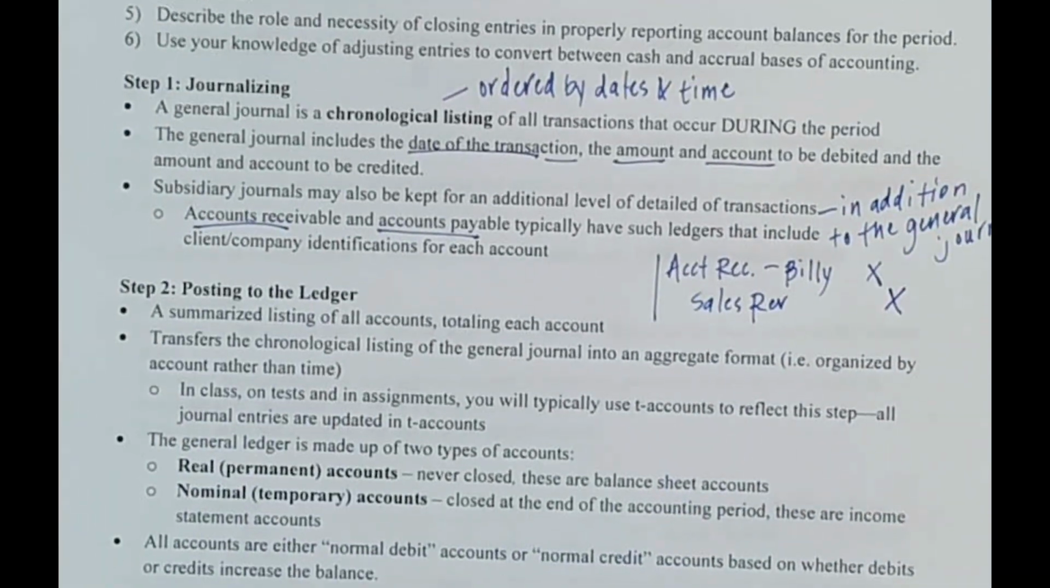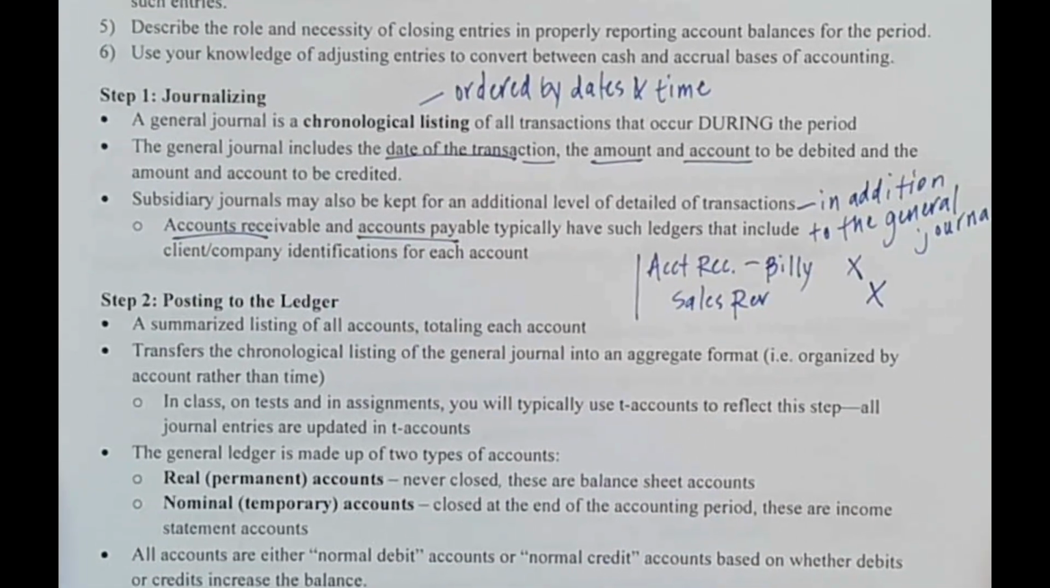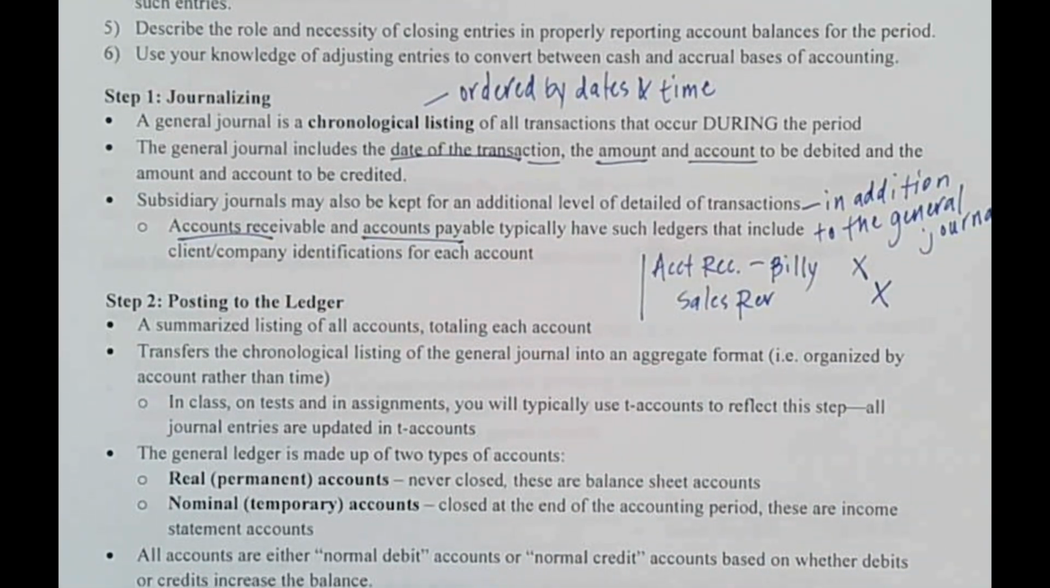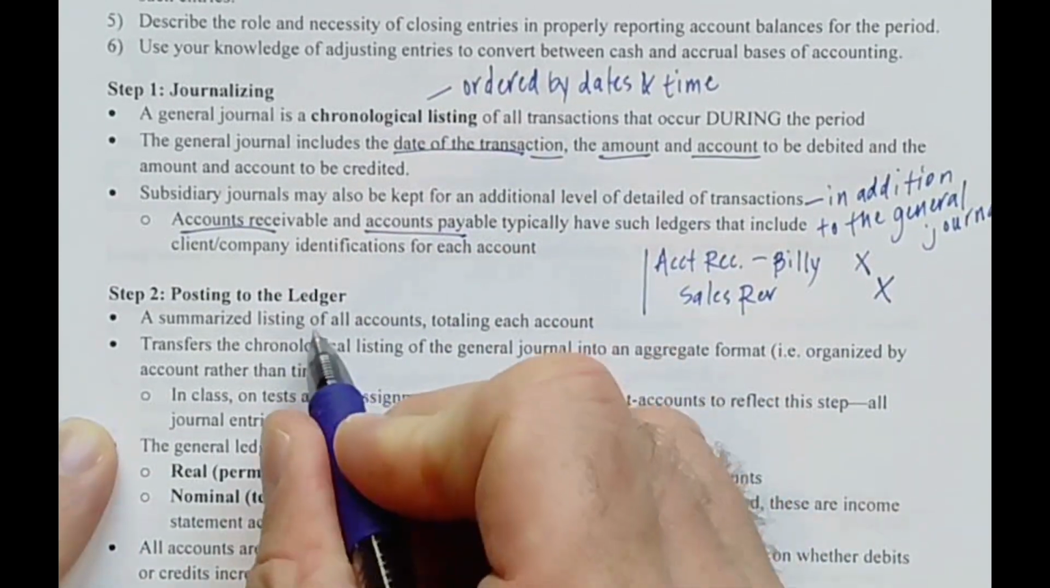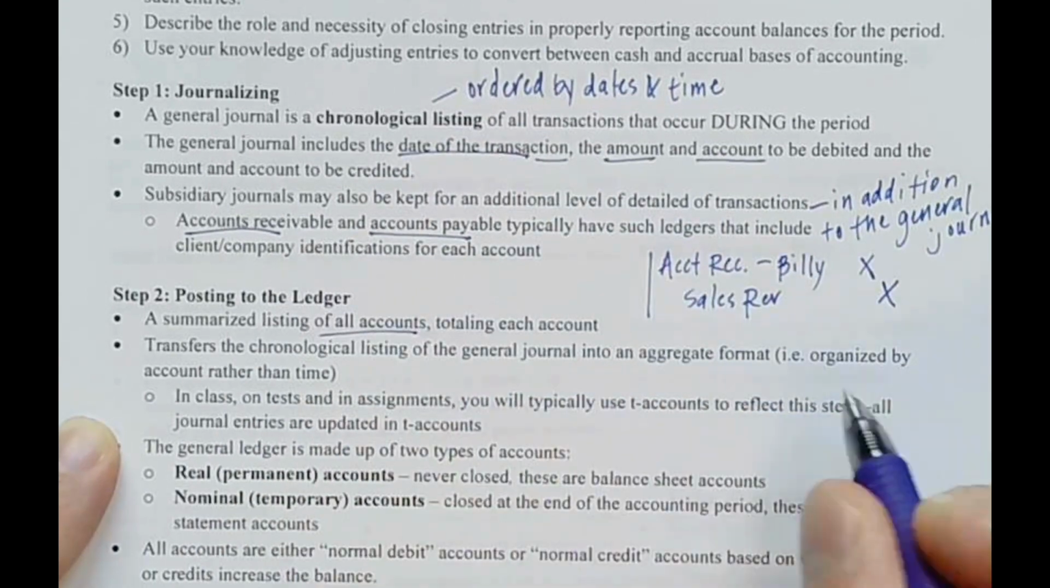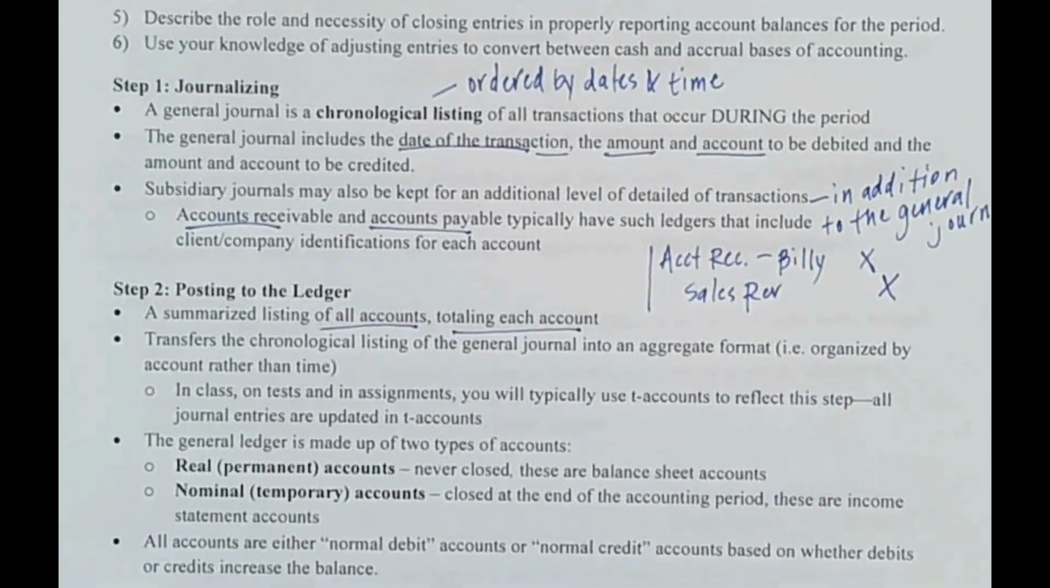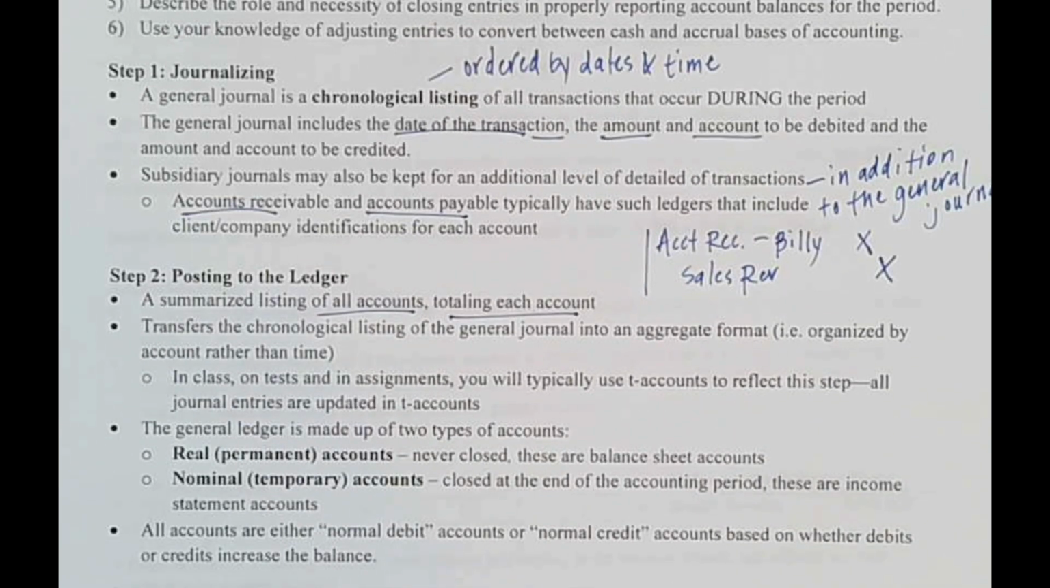All right, so we make this journal, and software does it for you all the time. Really, anytime you record a journal entry, I jump into the ledger, posting items to the ledger. It's a summarized listing of all accounts. So we have a chronological listing up here. Now we're starting to list them by accounts, totaling each account. So we might have multiple debits and credits to cash, but they could be spread out because they didn't happen one after the other in terms of time.